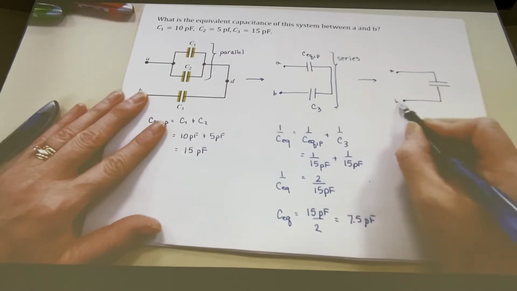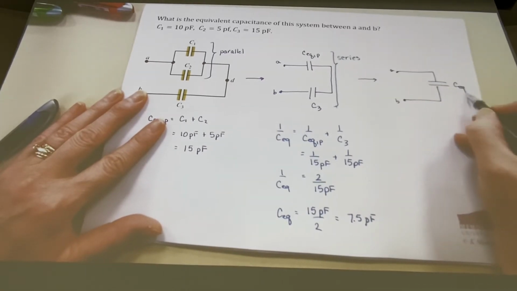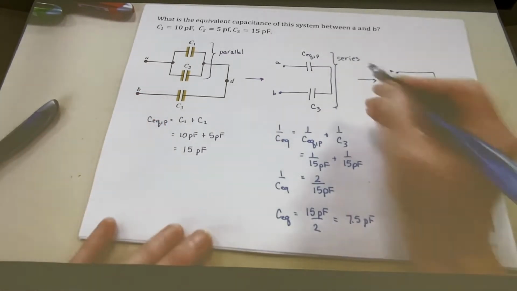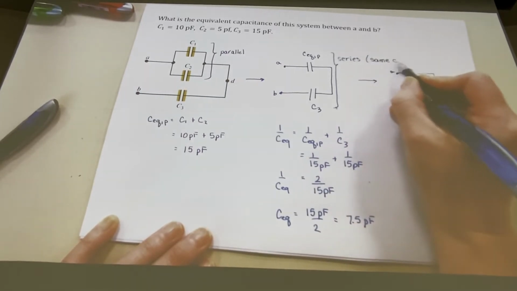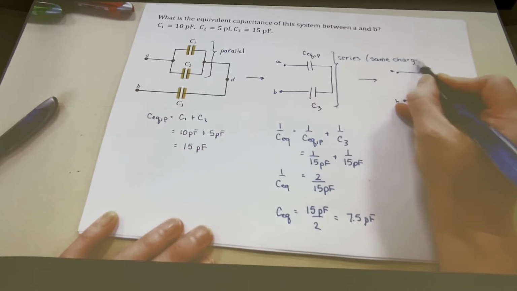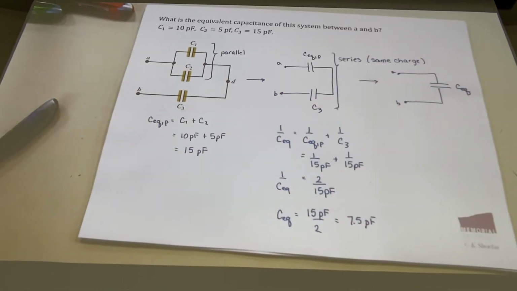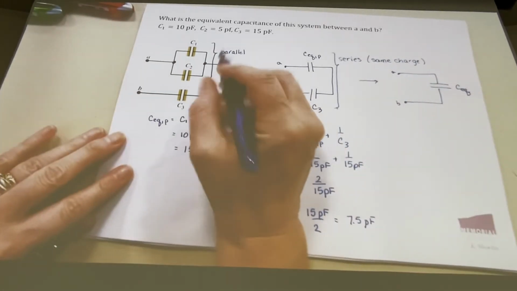Point A, point B, C equivalent. Our series combinations have the same charge, and our parallel combinations have the same potential.